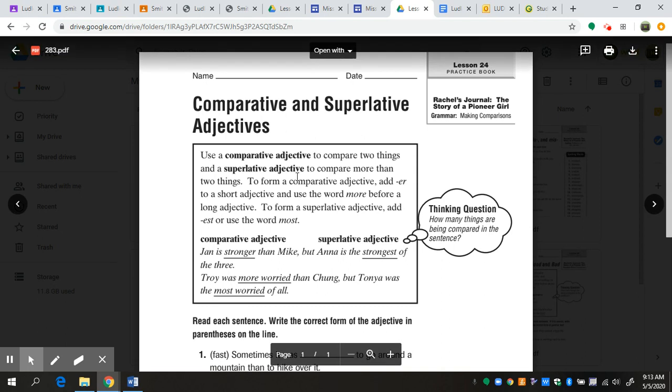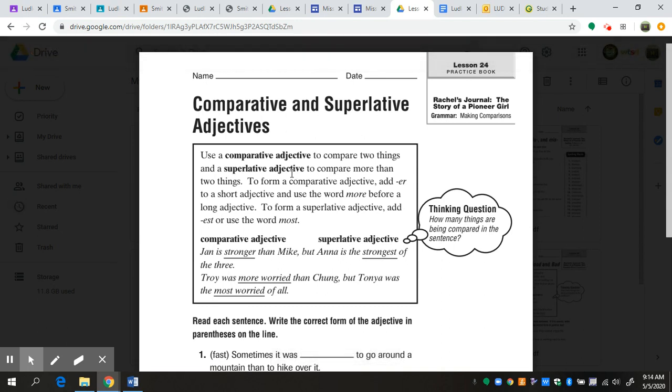And a superlative adjective compares more than two things. So if I'm comparing myself to literally everyone else on the planet, I would use a superlative adjective. So look at how the words are written. Comparative. We are comparing two things. That's it. One thing to one thing. And superlative, it's like a super adjective. I am comparing one thing to many, many other things, or I'm comparing lots of things together.